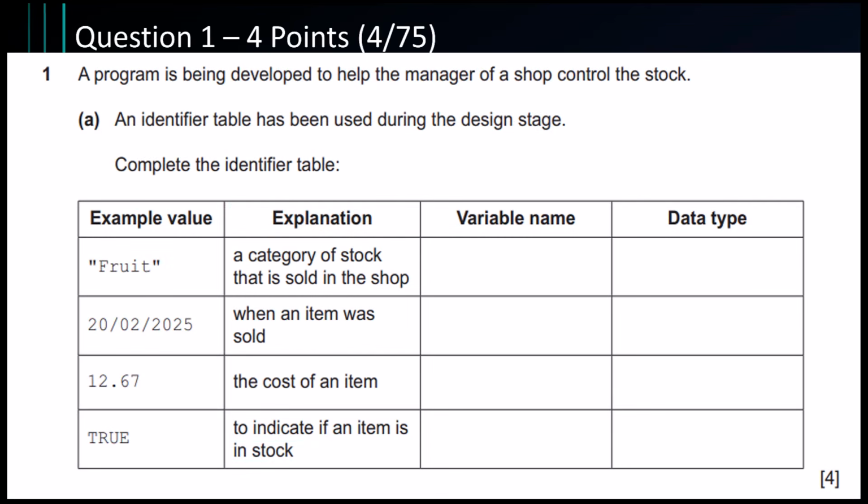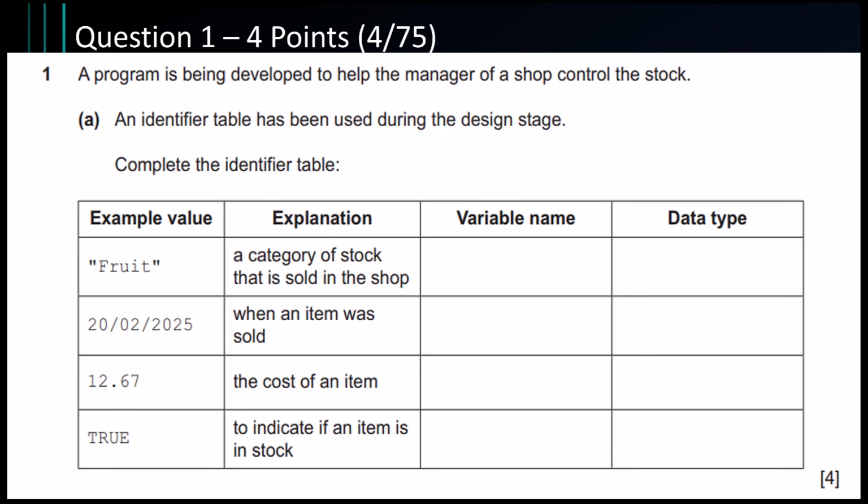Let's take a look at the first question, worth 4 points of the 75. A program is being developed to help the manager of a shop control the stock. An identifier table has been used during the design stage. Complete the identifier table. It may be possible on the paper 2 exam that you actually have to fill out the example value and explanation of an identifier table, which means they'll give you a variable name and the data type. You're going to write in an example value and explanation. That is also pretty easy to do. So when you're feeling stressed, don't feel stressed. You got this. You're able to do it.